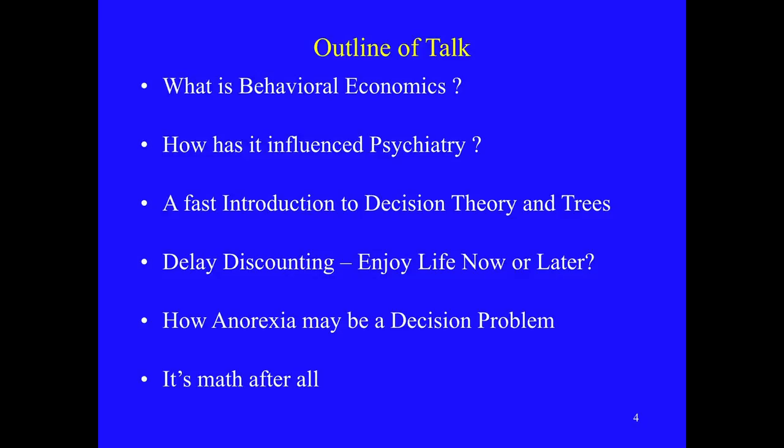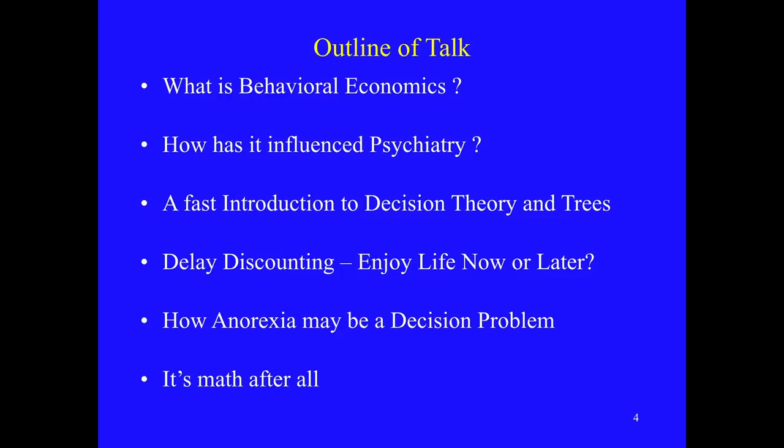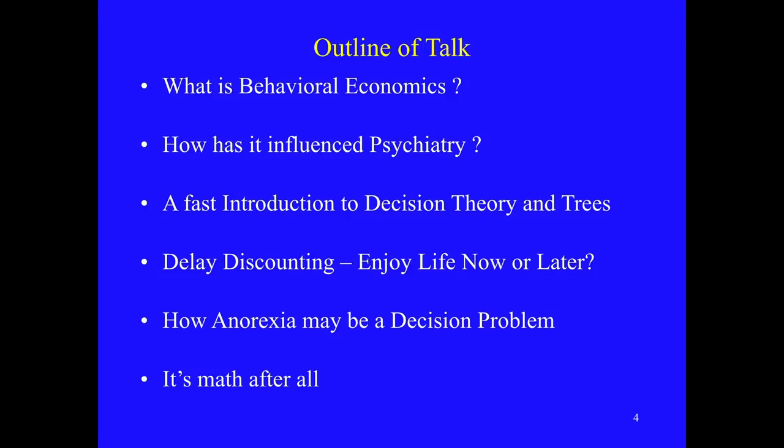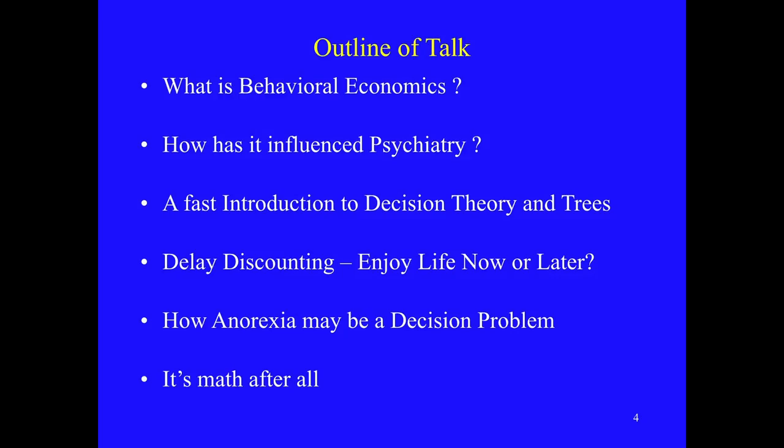Since this is going to be a little complicated, I'd like to give a little bit of directions and outline. I'm going to talk about what behavioral economics is, how did that come to be, and how is it becoming a bridge, how it's influencing psychiatry. And then I have to give a little bit of a lecture here, because in order to make my argument, I've got to teach you a little bit about how decision theory works, a little bit of how something called delayed discounting works, and that's how we trade off enjoying life now or enjoying life later. And then finally, we will get to my main example, which is how anorexia could actually be a decision problem.